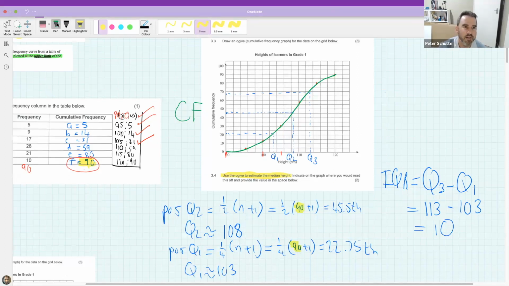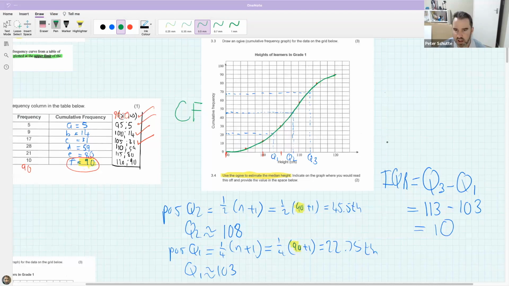Cool. Okay, now I'm going to throw the word percentiles at you. If I said to you, I want an estimate for the 90th percentile.